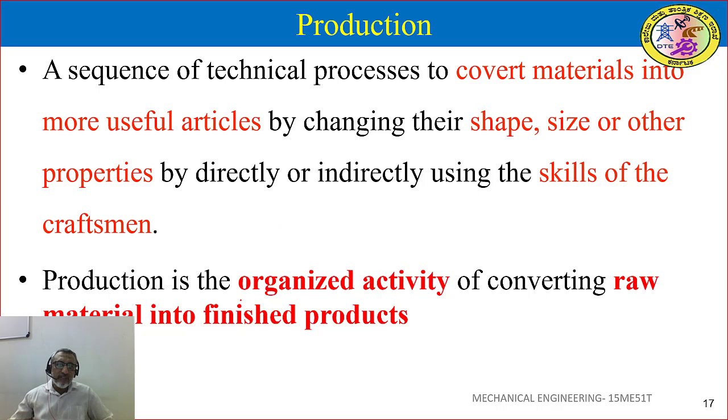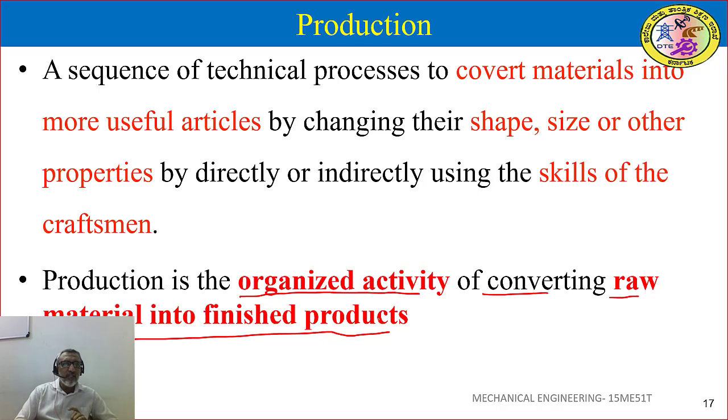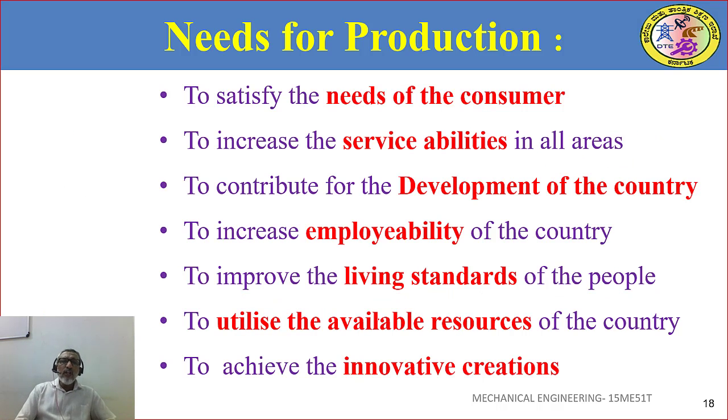Production can also be seen as an organized activity of converting raw materials into finished products. This is another simple way to look at production. So, why do we need production? Obviously, without production, the needs of the customer cannot be met. So meeting the needs of the customer, that is satisfying the needs of the customer, is one need for production.